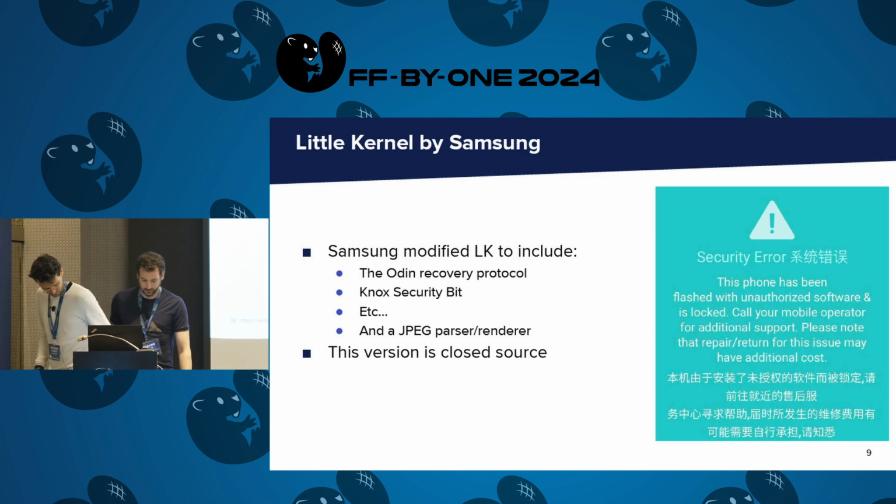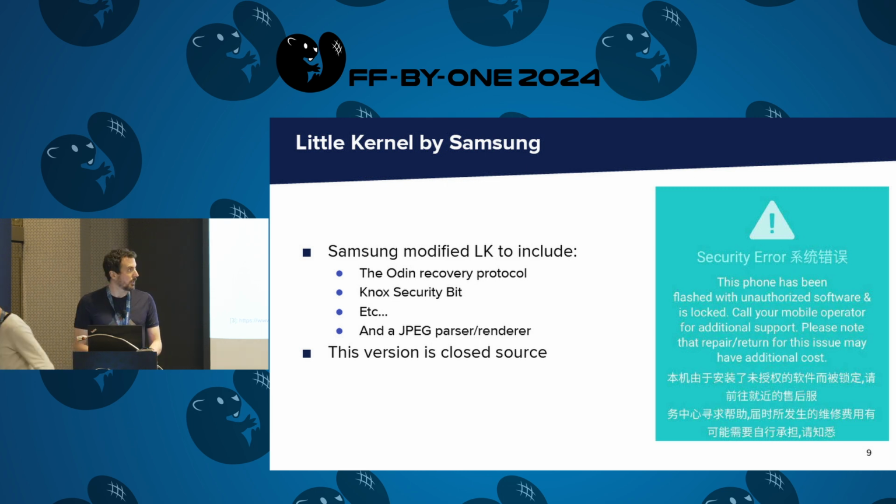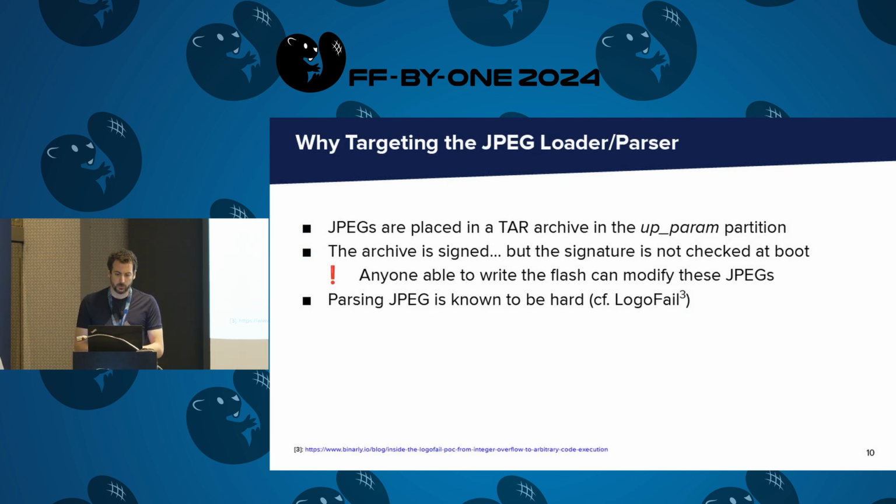Thank you, Danilo. I hope you can hear me well. So the first component that raised our interest was the JPEG parser, the one implemented by Samsung. This is because the JPEGs are placed into a tar archive that you can find in the partition called BootROM. And this archive is signed, but the signature is never checked at boot. So anyone with the ability to modify the internal memory of the device can actually modify these JPEGs.